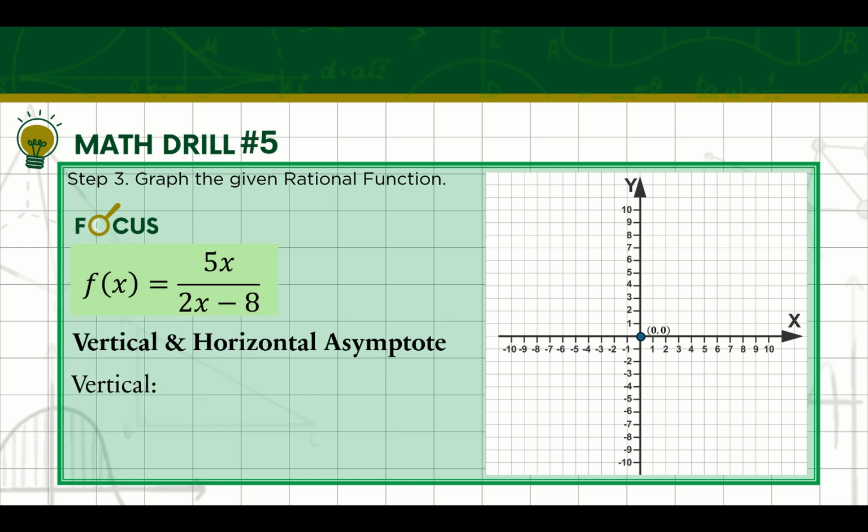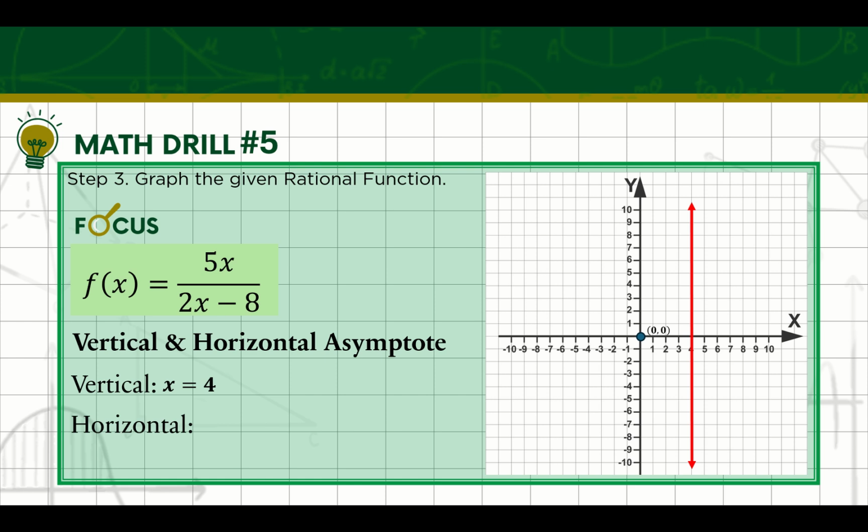For vertical asymptote, we know that x is equal to 4. Again, look for the x-axis and find the value of x that is equal to 4. After that, create a vertical line. And that would be our vertical asymptote.